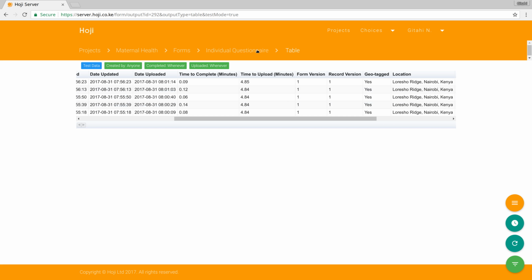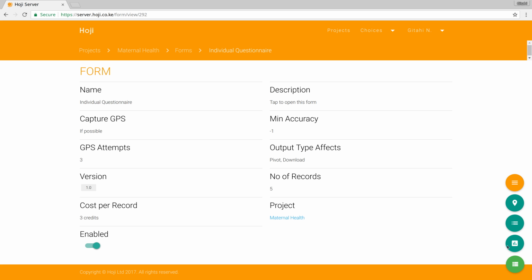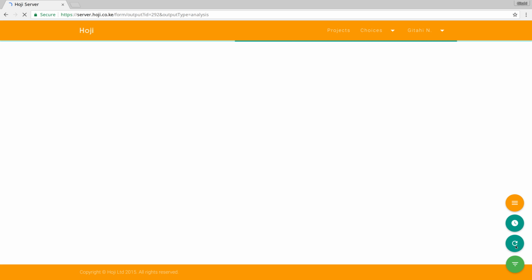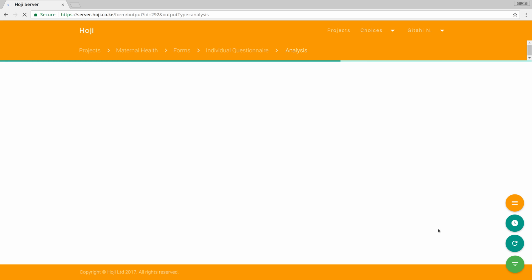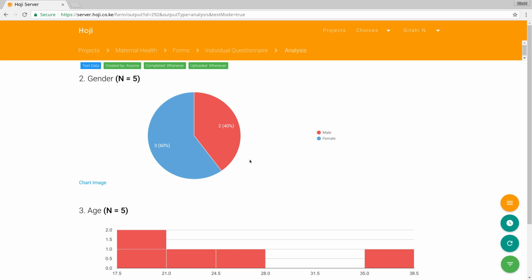Now, I can also go to the analysis output, which is certainly more interesting than the table. So if I click on analysis, you can see the distribution by gender. We had 3 males and 2, well, actually the other way around, 3 females and 2 males. The 2 males are 40% of the total number of respondents, which is n equals 5.